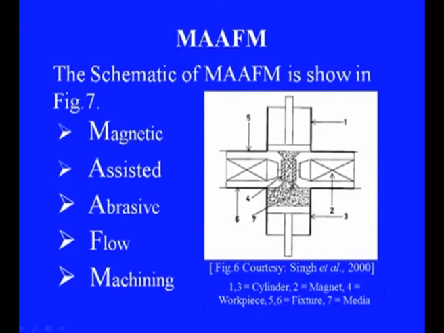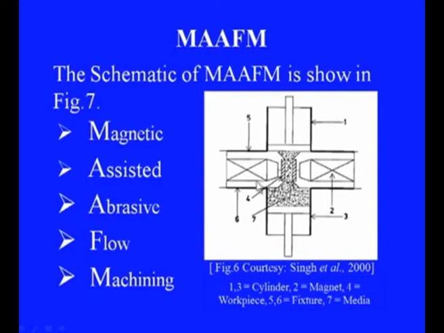This is where the workpiece is, and the media from one cylinder to the other cylinder will be pushed from this side and then from the opposite side. But the difference here is the abrasives used in this case will be some ferromagnetic particles, and while processing a strong magnetic field will be applied.